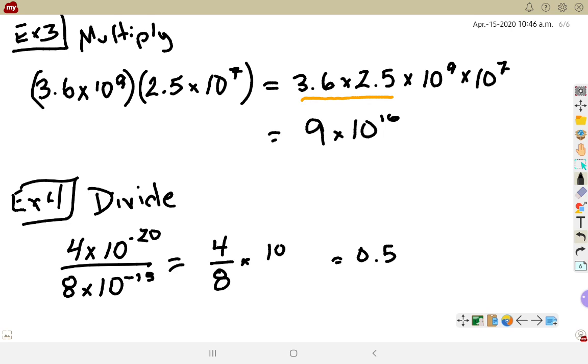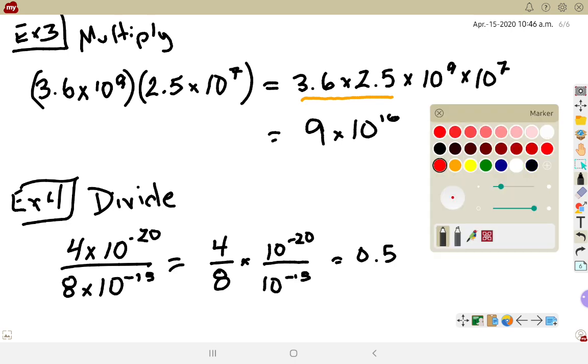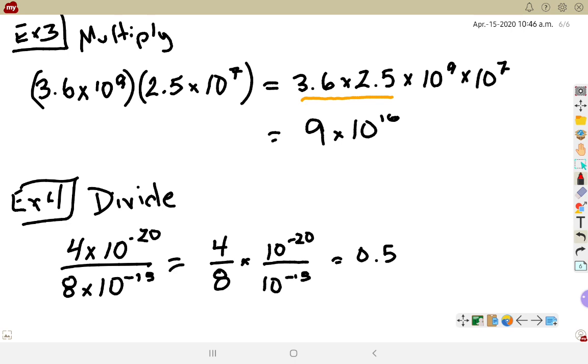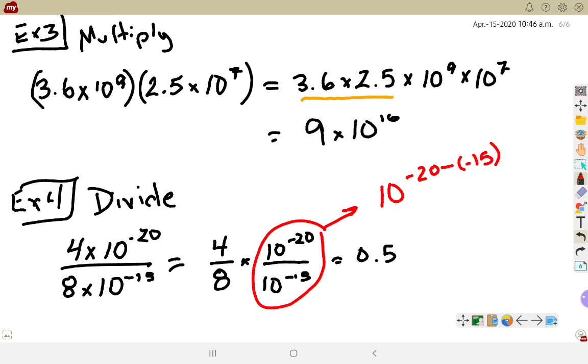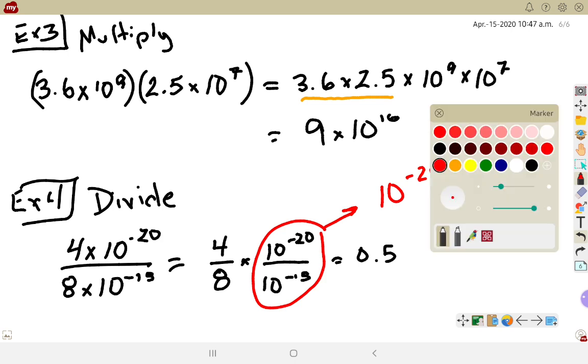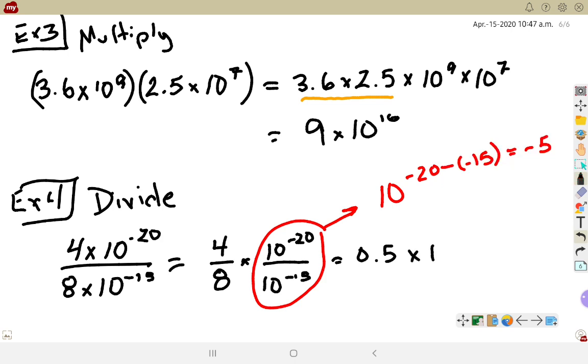Then I've got 10 exponent -20 divided by 10 with an exponent of -15. Now if I was to use my exponent laws here, because I'm dividing, I'm going to subtract these two exponents. And when I subtract those two exponents, it's -20 minus -15, and -20 minus -15 is the same thing as -5. Okay, so now I've got times 10 to an exponent of -5. So that would mean in front of this 0, I would need to have 5 zeros.